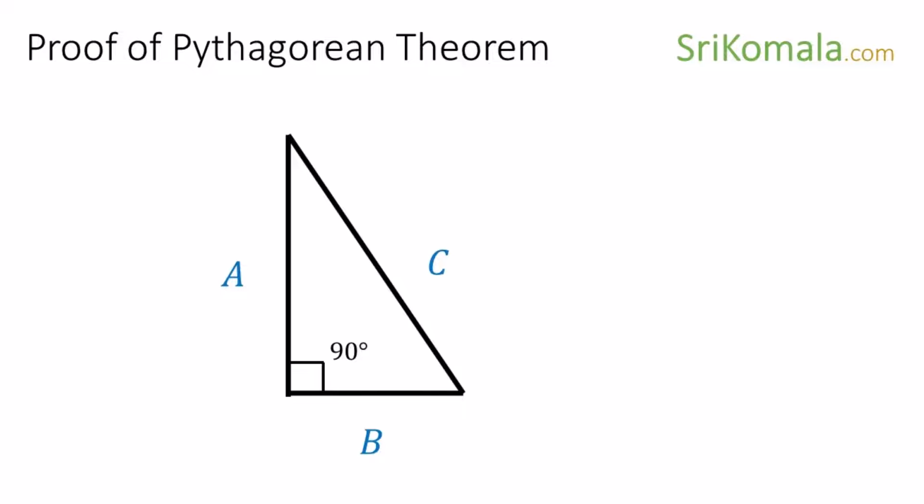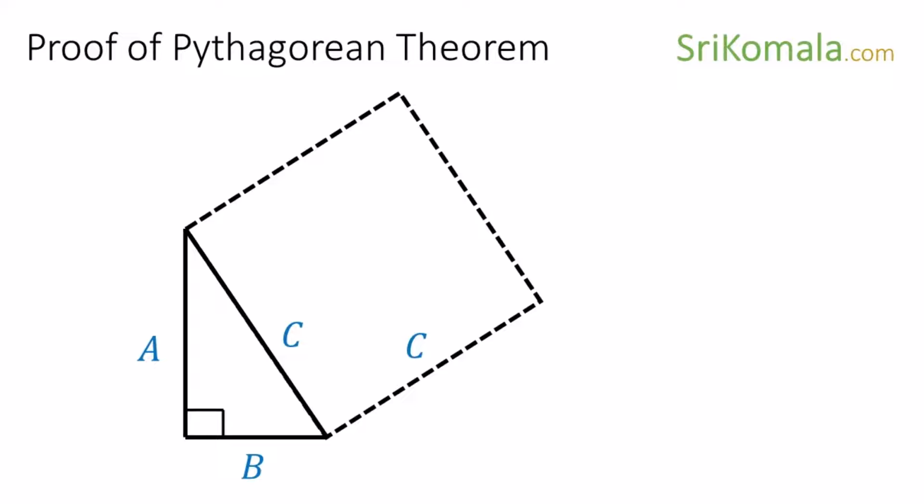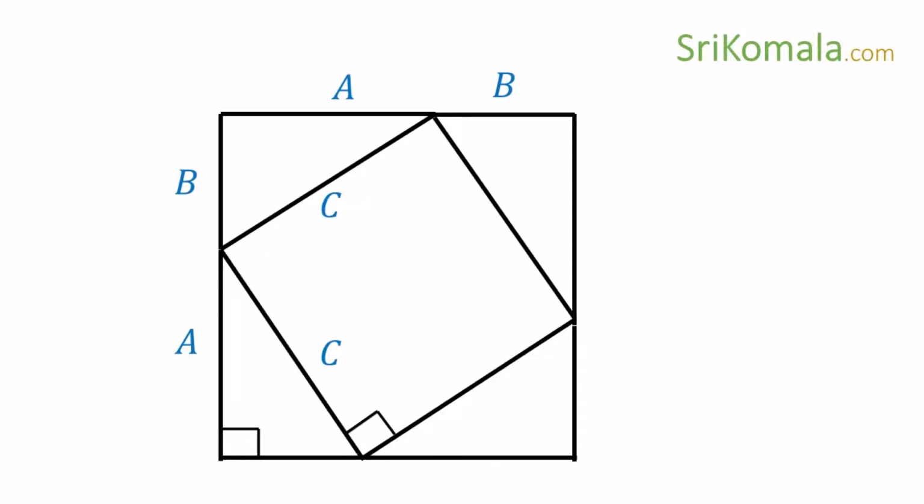First of all, let us focus on the right triangle shown in the figure. Here, side A is the height of the triangle, side B is the base, and side C is the hypotenuse. Next, let us put a square on the top of side C, as shown in the figure. Next, let us put the same triangles around the square. Please refer to the figure for better understanding. Now, we get a bigger square.